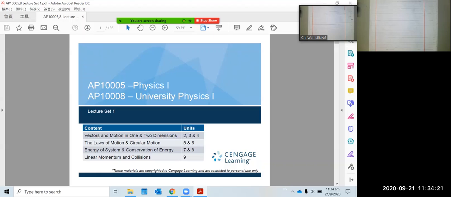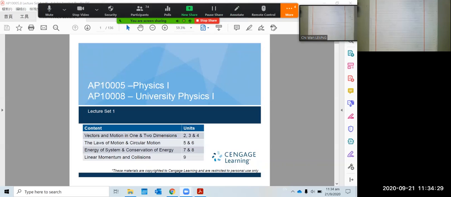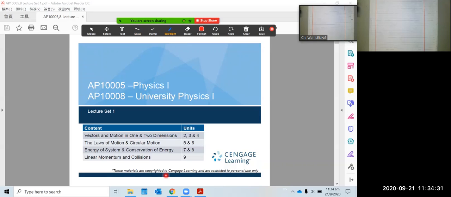And we have already gone through the first few topics in the first set of lecture notes. We have already covered the topic of circular motion, as well as the energy of systems and conservation of energy. So briefly, let me summarize what we have seen.